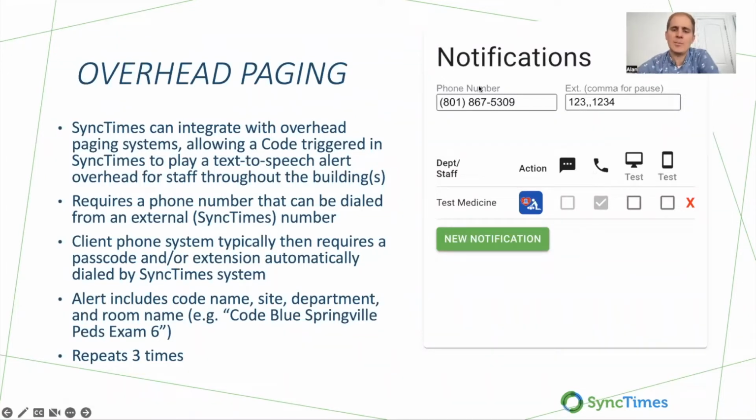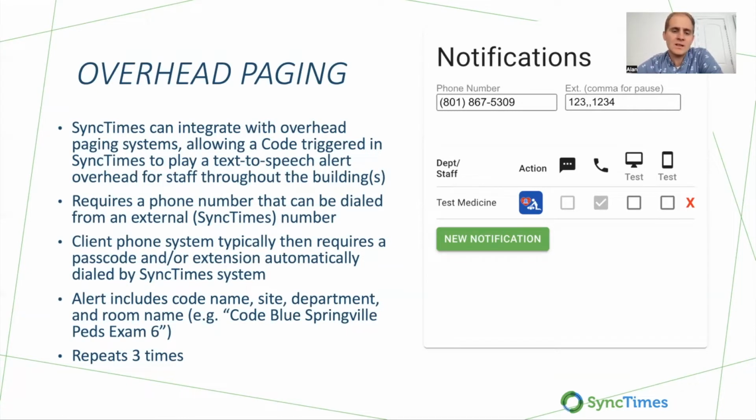This is just an example where we have the phone number and then we have an extension. The comma is a pause for 2 seconds, and then we can do some tones. So 1, 2, 3, 4 as an example would be the code that's required. Often this does require just a code in order to say, hey, this is who I am, and to validate that the overhead page is going to come over.